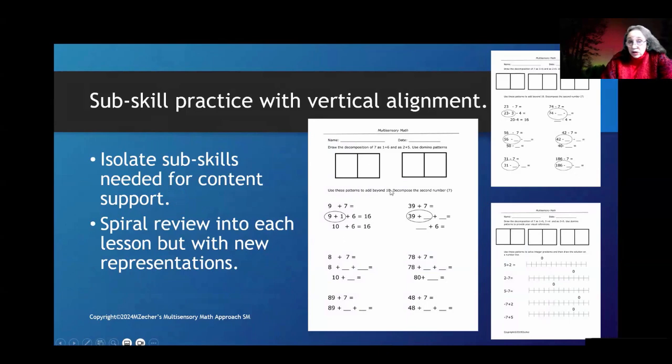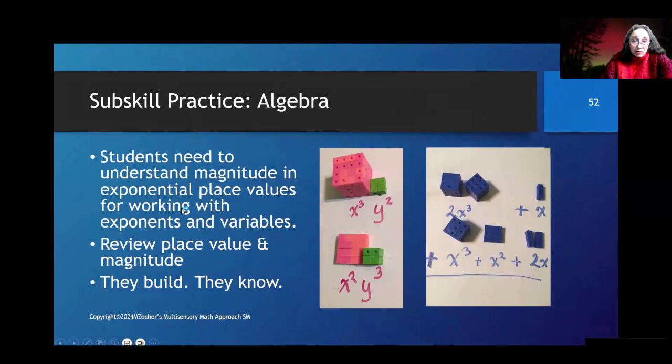So here we have the go to the 10 strategy, 9 plus 7: decompose 7 into 1 plus 6, bundle the 10 and add the rest. That same thing can be applied with integers with the visual imagery. So you can ask your students to go back and review that. Sub-skill practice here. What does it look like? x to the third and y squared versus x squared and y cubed. Why can't I combine those terms?